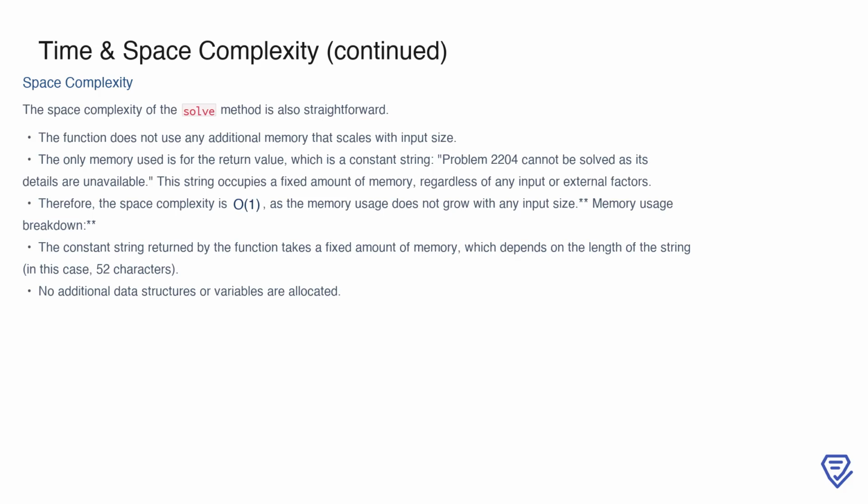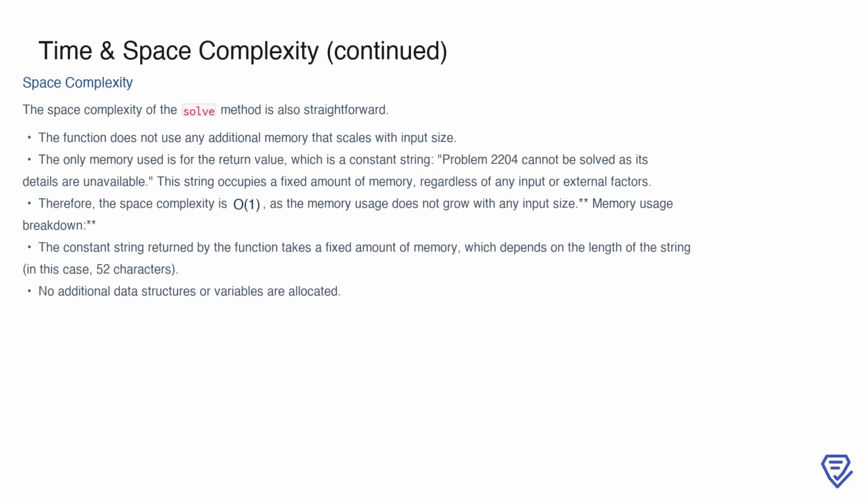This function also has a straightforward space usage. It does not allocate any additional memory that depends on input size. The only memory utilized is for the return value, which is a constant string. "Problem 2204 cannot be solved as its details are unavailable." This string has a fixed size of 52 characters, and no other variables or data structures are used. As a result, the memory usage is constant, leading to a space complexity of O(1).